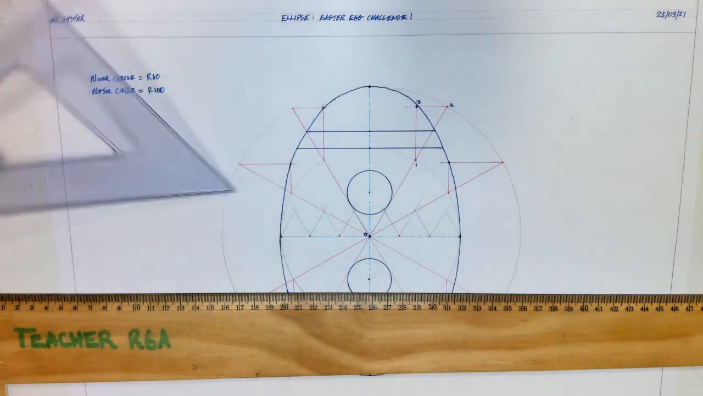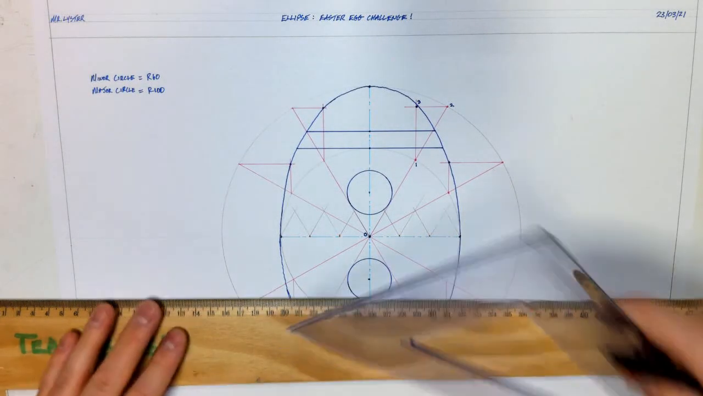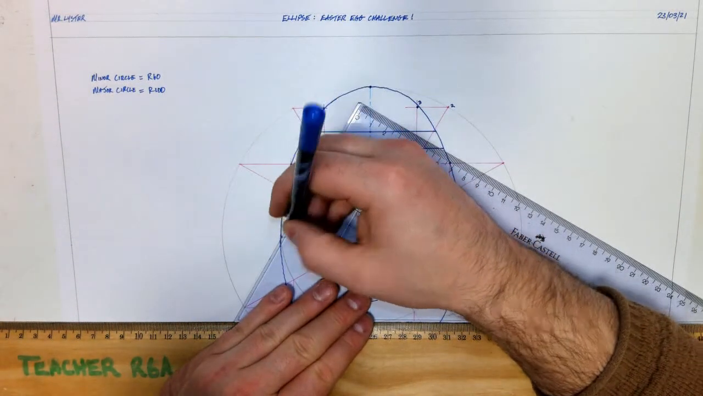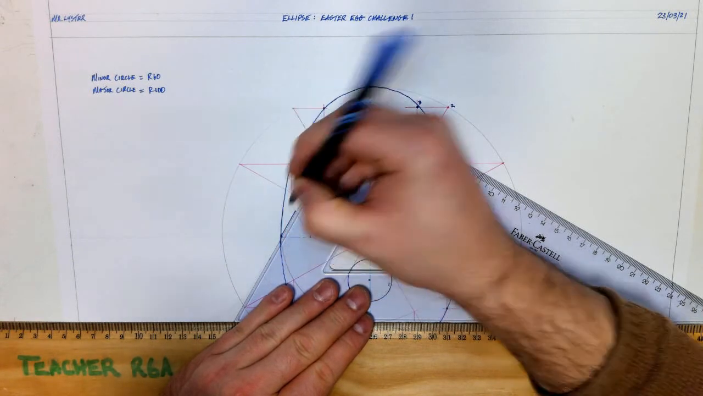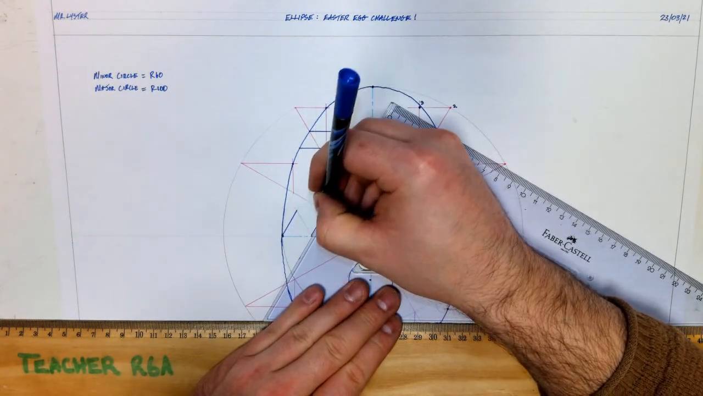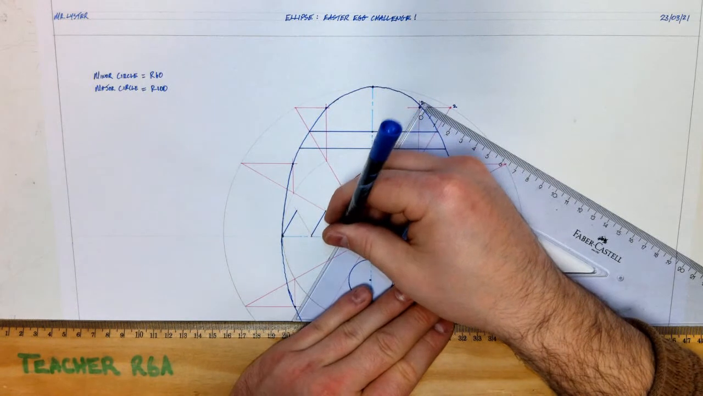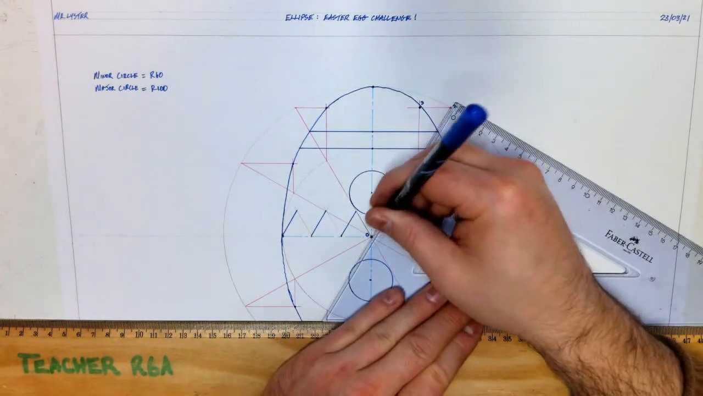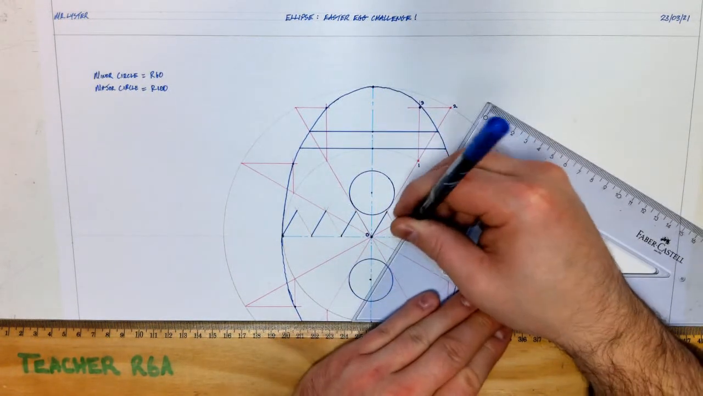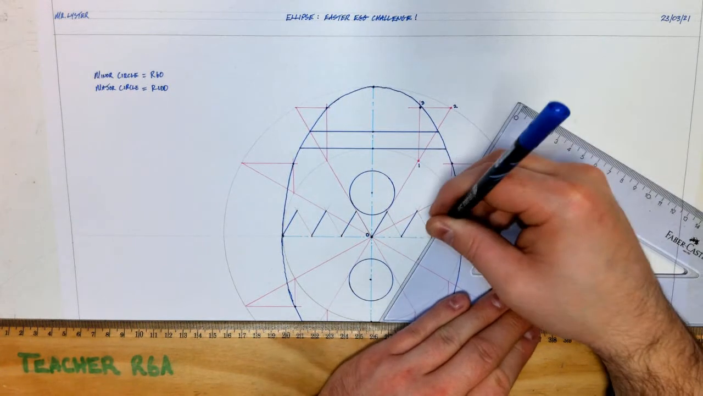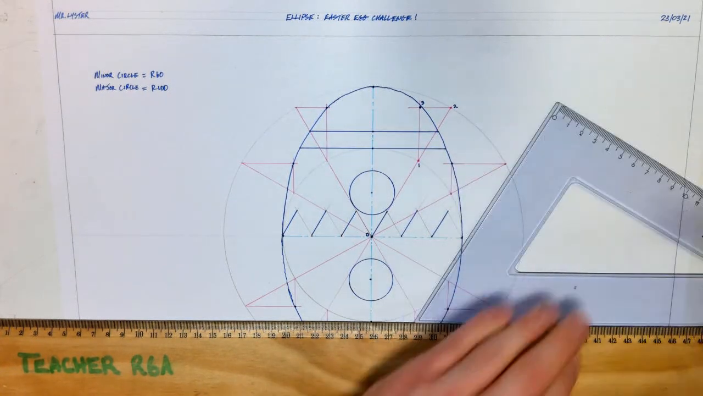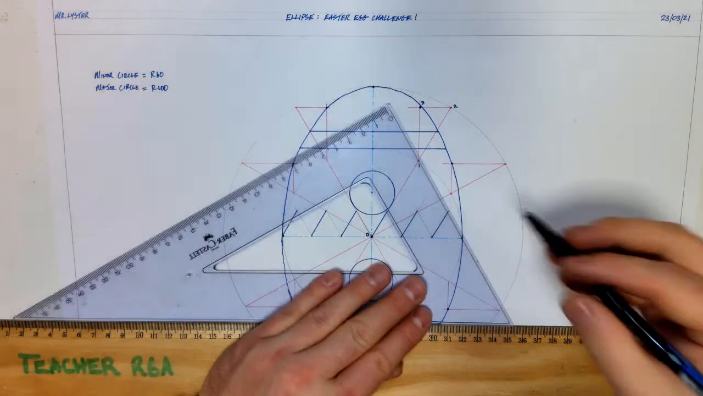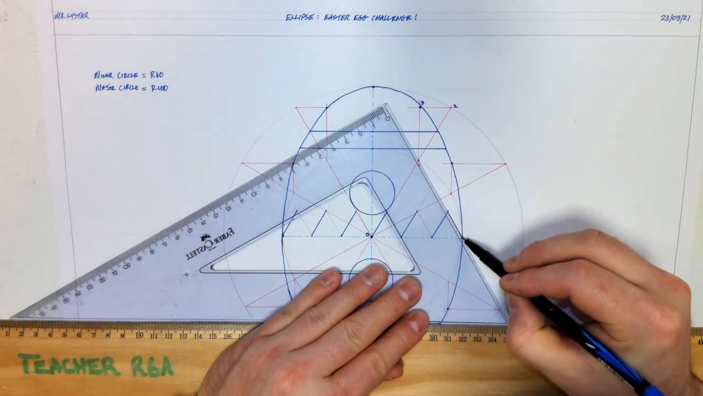Now what we can do is heavy in our lines. I'm going to heavy in just to where they meet at the top. I'm going to do all the ones in this direction first, and then I'll focus on the other ones in the other direction after. Like so. And then what we can do is like that.